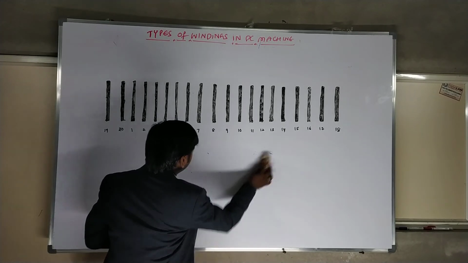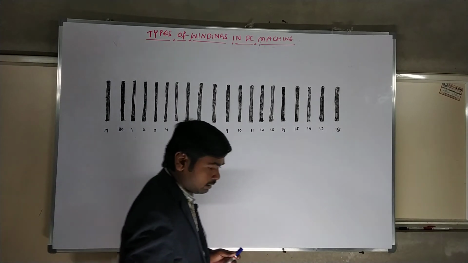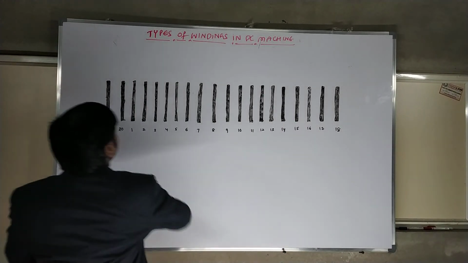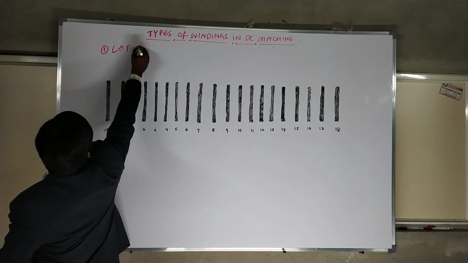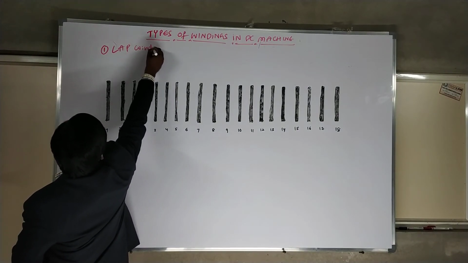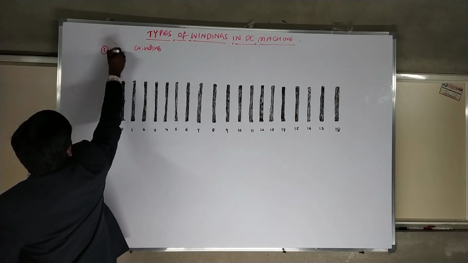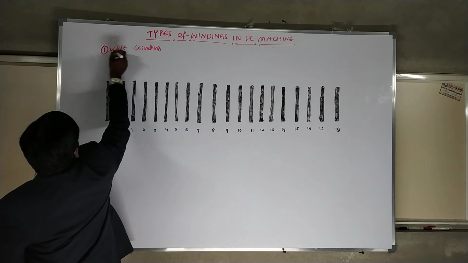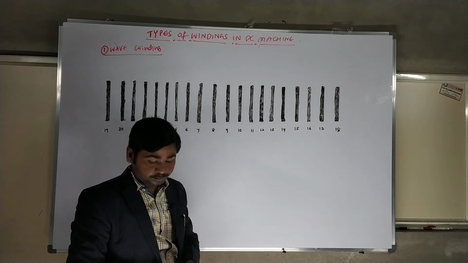We are in the drum type winding. Let's go for the first thing, which is lap winding. First I am drawing here. Or, if you want to understand clearly, I'll go for wave winding first to understand the lap winding later. So draw wave winding, then come back to lap winding to understand very clearly.